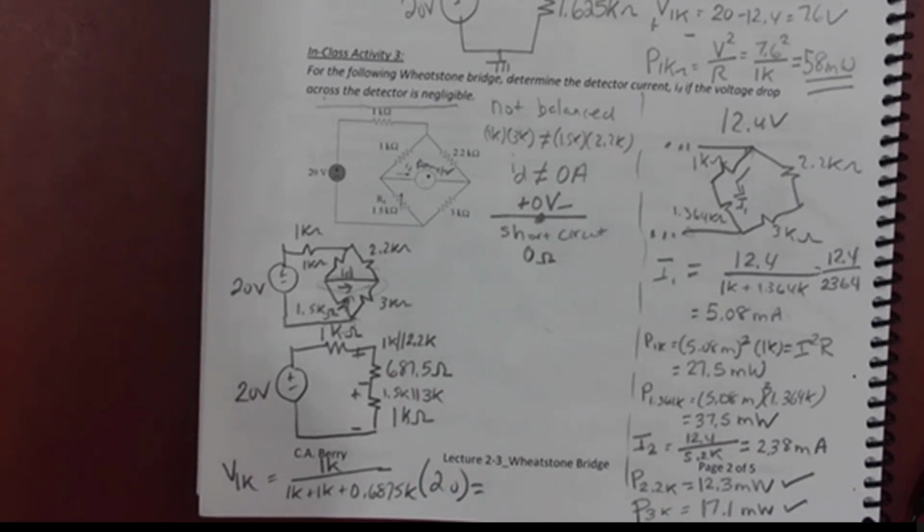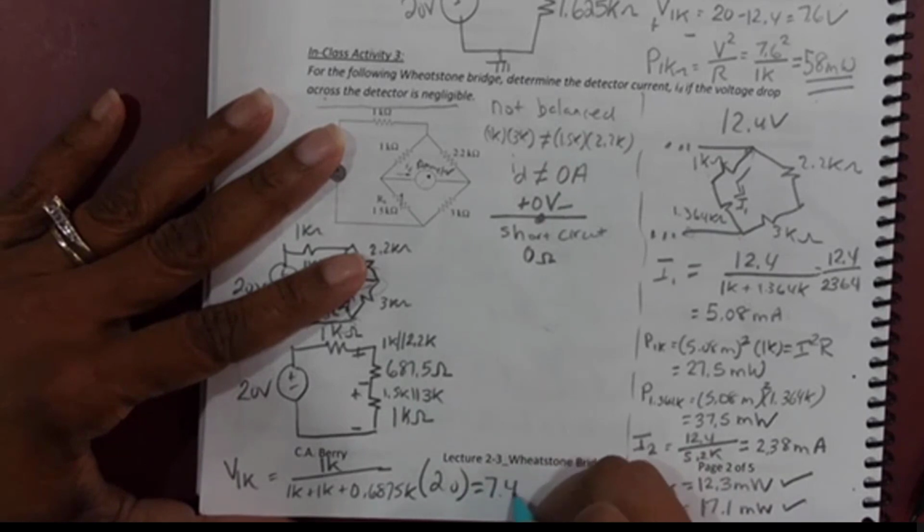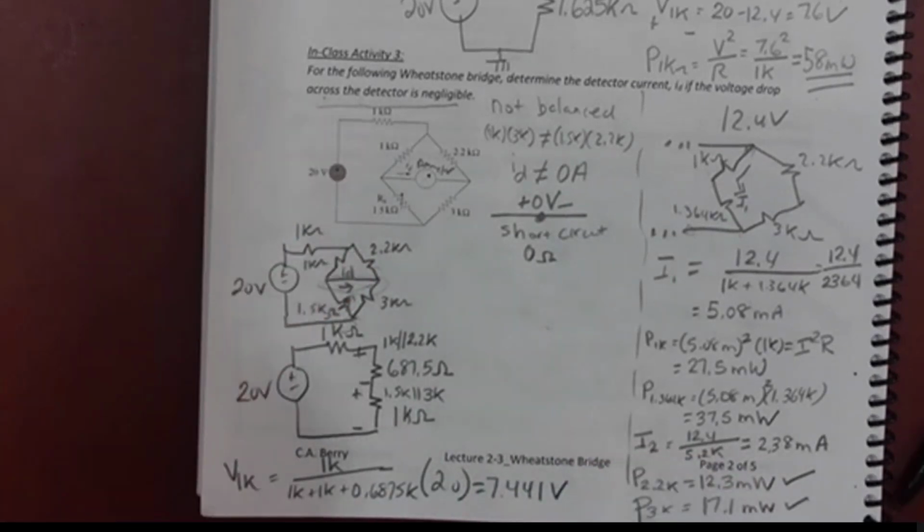The voltage for the 1K using the voltage divider is the 1 kilo ohm resistor. Notice there's two of them, but it doesn't matter. They're going to have the same voltage drop anyway because they're the same resistance. It's 1K plus 0.6875K times 20. So the voltage across the 1 kilo ohm is 7.441 volts. Voltage divider, voltage divider. That's the voltage divider, and there's two of them.